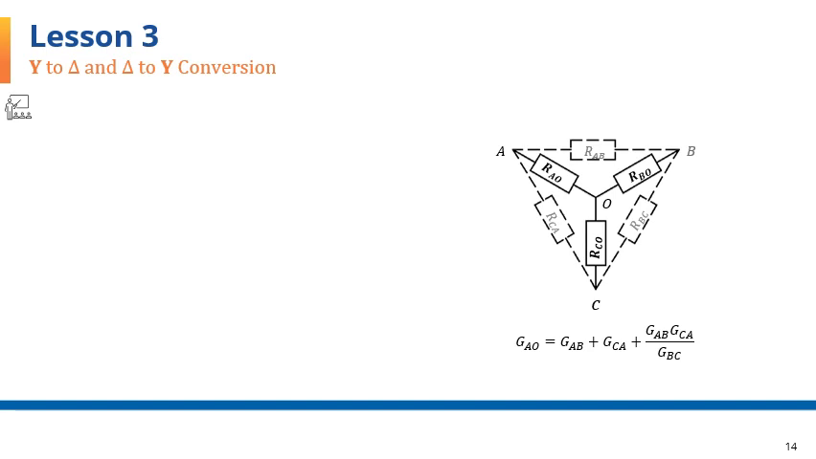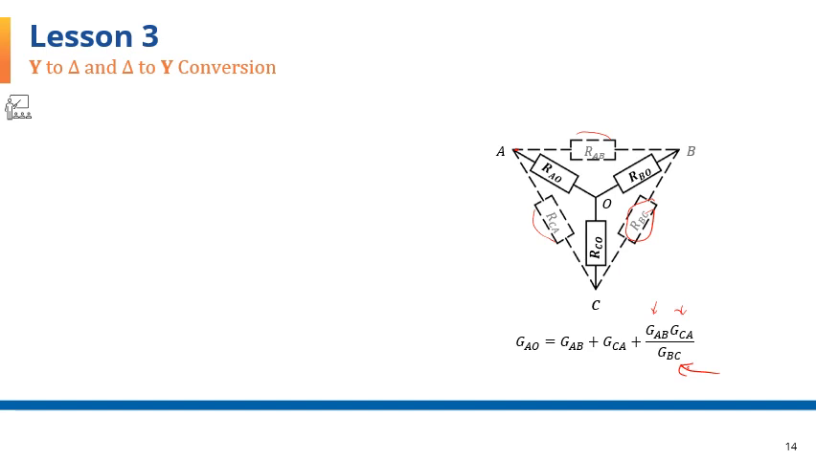So the conductance GAO of the Y trio is calculated as the sum of the two delta conductances that are connected to it, and those are GAB and GCA, inverses of those two that are connected to RAO, plus the product of the same two conductances divided by the third delta conductance. So there is a fraction added to those two, with the two conductances multiplied by each other divided by the third conductance, which comes from RBC and appears here as GBC.